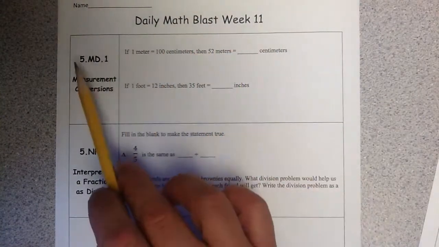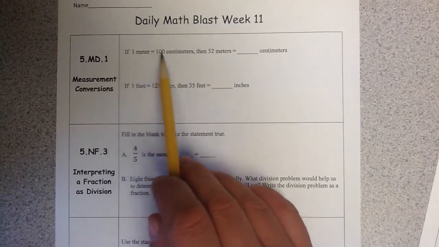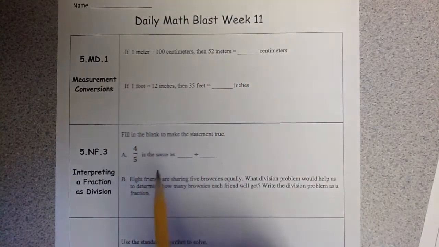Math Blast, Week 11, Grade 5. Measurement conversions. If 1 meter equals 100 centimeters, then 52 meters equals blank centimeters.